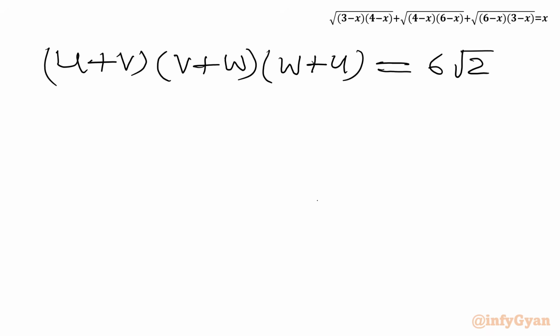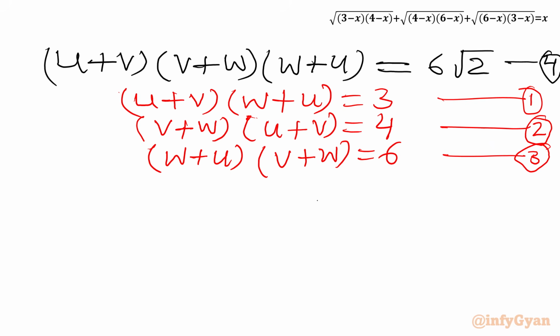Let us say this is our equation number 4. Now I will write all the three equations 1, 2 and 3. Here we have equation 1, 2 and 3. Now we will divide equation 4 by equation 1. Here we have equation 1. Here we have equation 4.